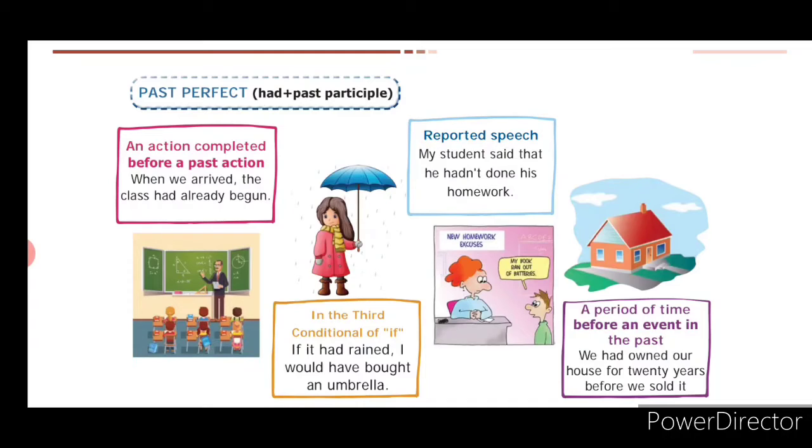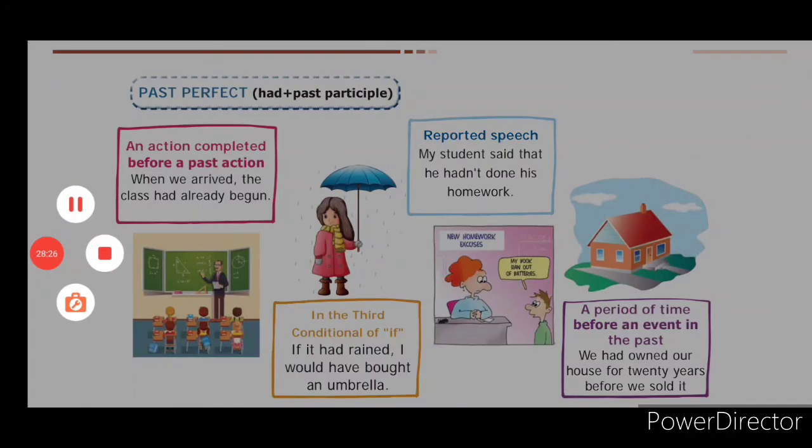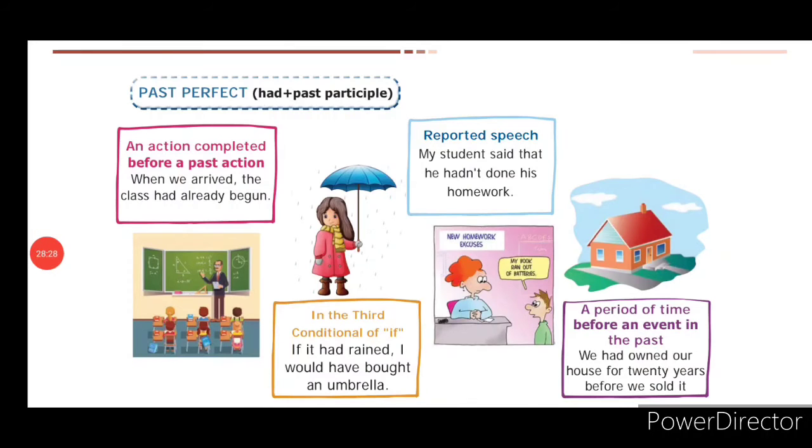See here, when we arrived, the class had already begun. Two actions that happened in the past, in those cases we will be using past perfect tense. Then in the third conditional of the if clause: if it had rained, I would have brought an umbrella. In reported speech, so what is reported speech? You all know. Indirect speech, direct speech, no children? Yes. So you all know that indirect speech is also known as reported speech. In reported speech, we will be using the past perfect tense.